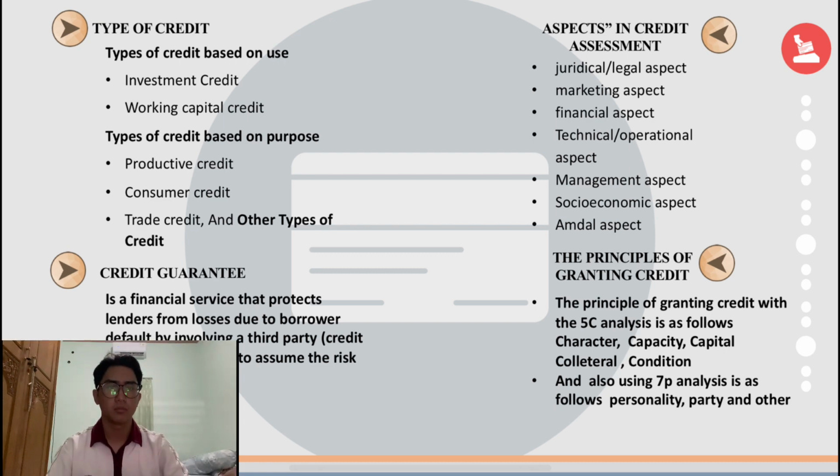Now I will explain about aspects of credit assessment. There are several aspects of credit assessment.